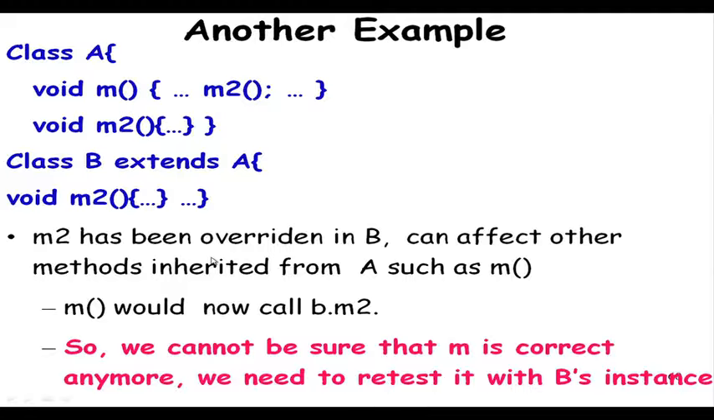So, we can construct many other examples which show that a method which works correctly in a base class fails to work correctly in the derived class. I request you to construct a few examples yourself, where a method works correctly in the base class, but then when extended in a derived class the method fails. That will give you an understanding of why retesting of the methods is required. Please try.